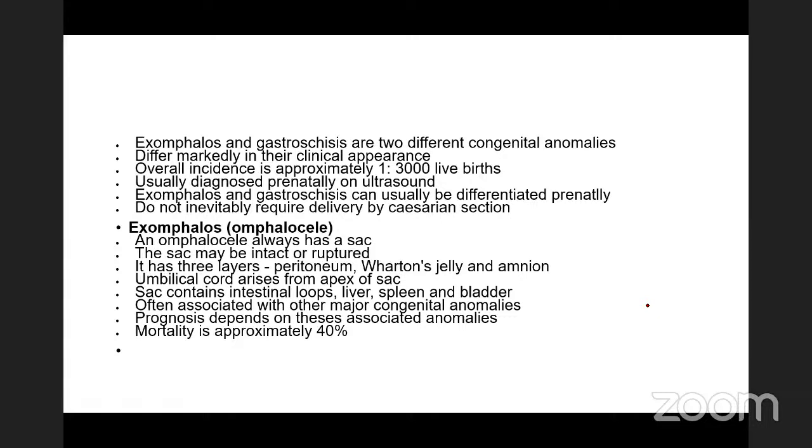Okay, now omphalocele always has a sac. The sac may be intact or ruptured.